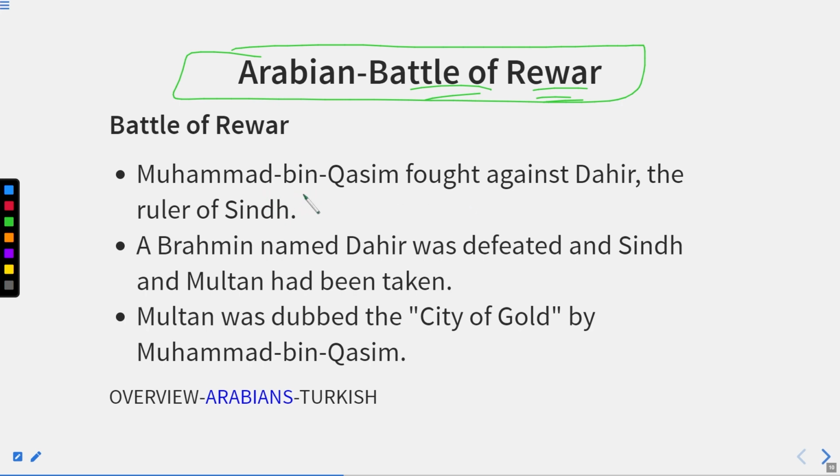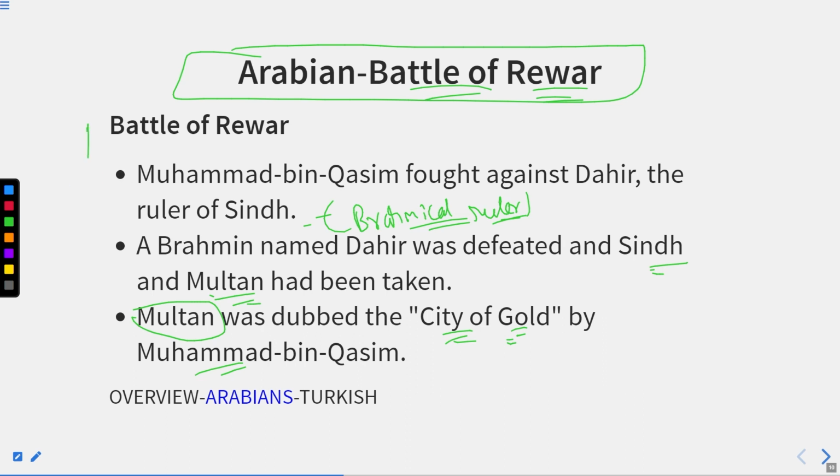Muhammad bin Qasim versus Dahir, the ruler of Sindh, who was the Brahminical ruler of Sindh at that time. A Brahmin named Dahir was defeated and Sindh and Multan were taken. Both regions lie today in current Pakistan. And Multan was dubbed the city of gold by Muhammad bin Qasim. When he captured Multan, he called it a city of gold because of the gold reserves and other things they found there.